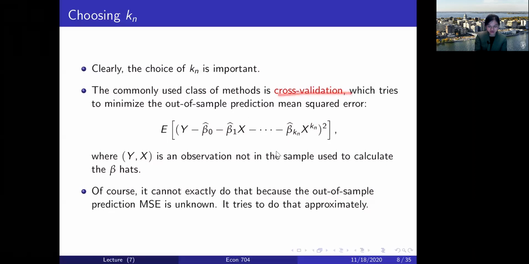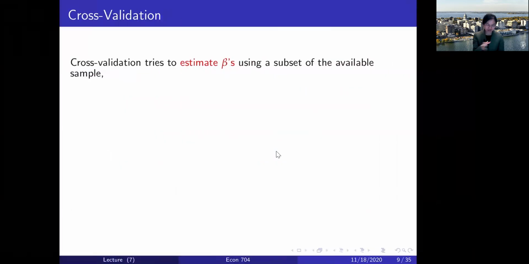So cross-validation tries to do this, but of course it cannot exactly do it, because the expectation is defined using the unknown distribution of y and x, and this expectation is unknown because of that. So it cannot exactly minimize this mean squared error. What it tries to do is to do that approximately. How do you do that approximately? What cross-validation does is the following.